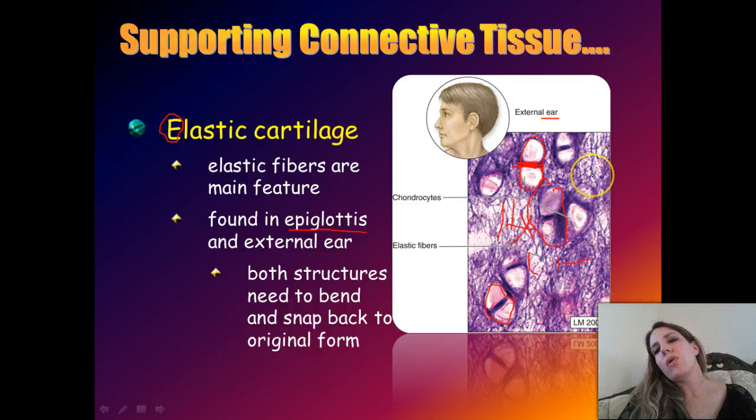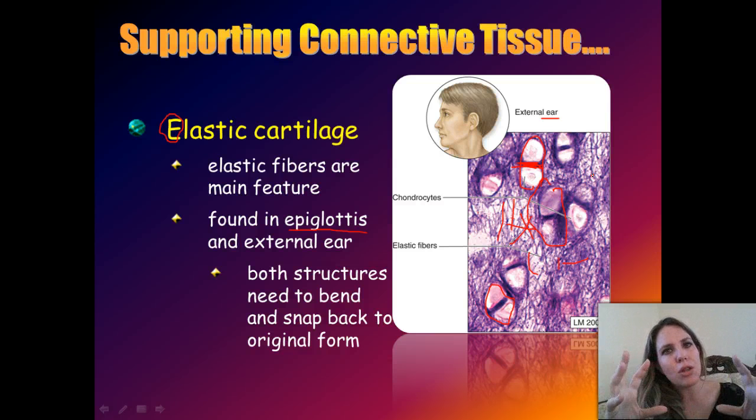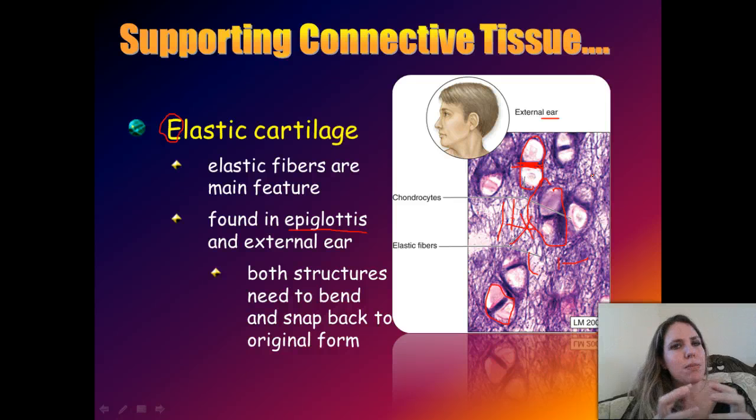And notice how elastic cartilage tends to stain very dark. You can compare it with hyaline in that the lacunae are much more densely packed in there than they are in hyaline cartilage. Hyaline cartilage has a lot more smooth ground substance.